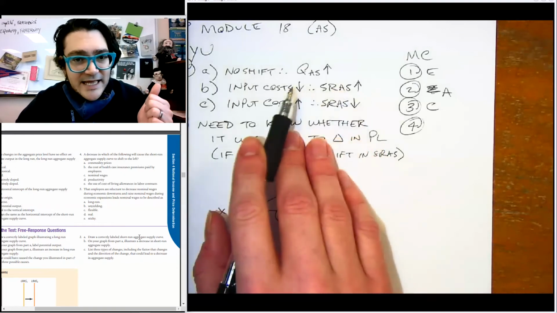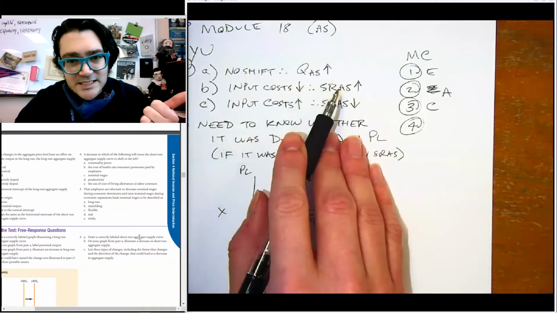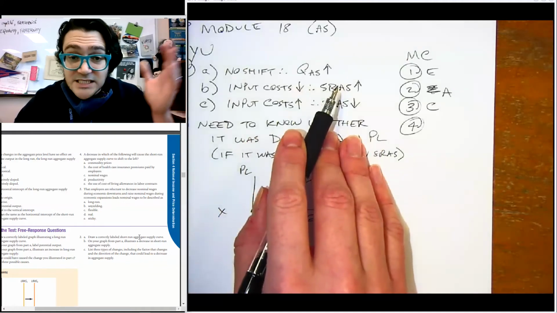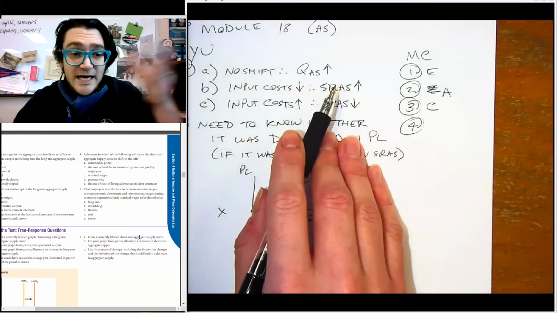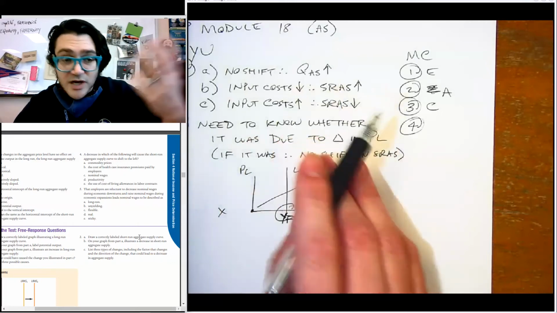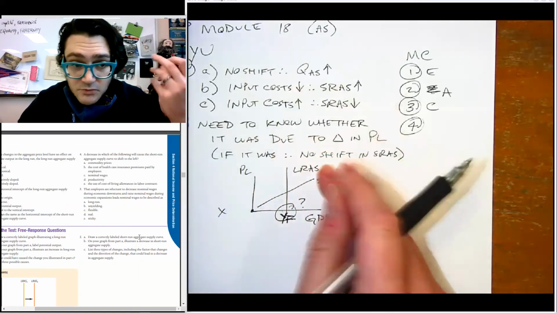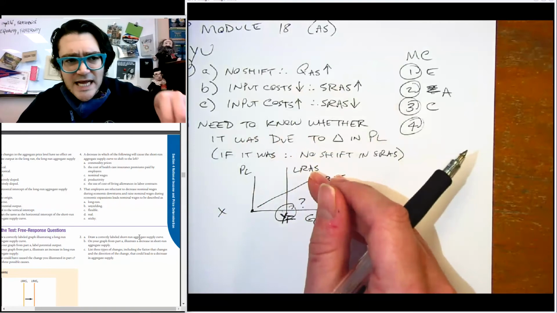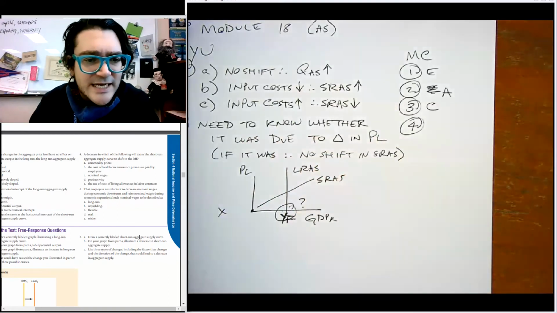Nominal wages, again, an input cost. If they're decreasing, SRAS would go up. So that's not the right answer. D is productivity. A decrease in productivity would cause SRAS to decrease because how productive you are is how much you can supply with all the materials you have. So if productivity goes down, SRAS should go down. So D is the right answer.